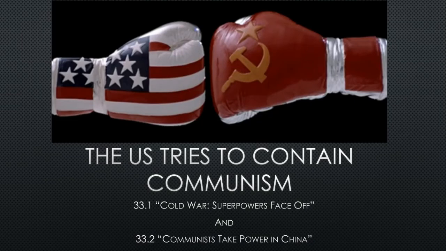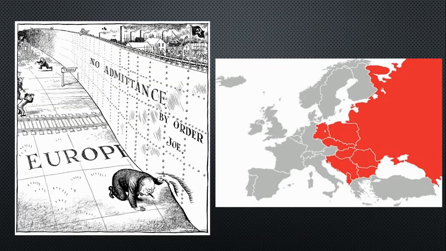So our big focus today is about the United States taking on this role trying to contain communism. You can refer to your textbook for additional information about these topics, Chapter 33, Section 1, and Chapter 33, Section 2. Where we left off from last time was with the development of this Iron Curtain that has descended across the continent. This was not an actual curtain, but that division point between Eastern allies and Western allies.